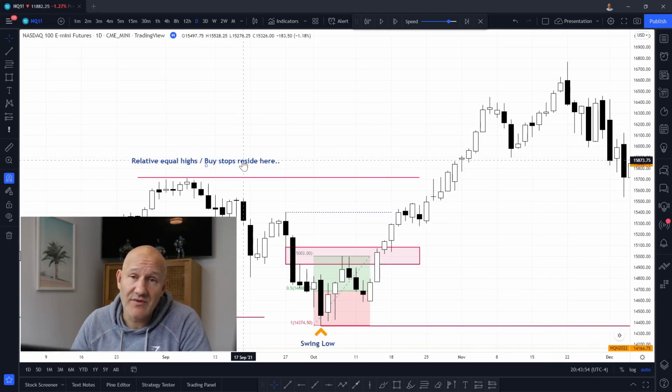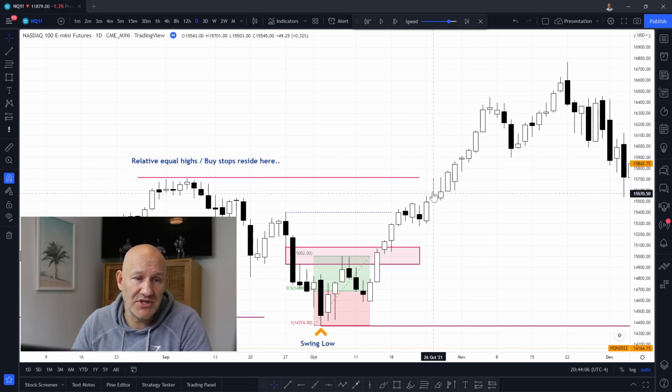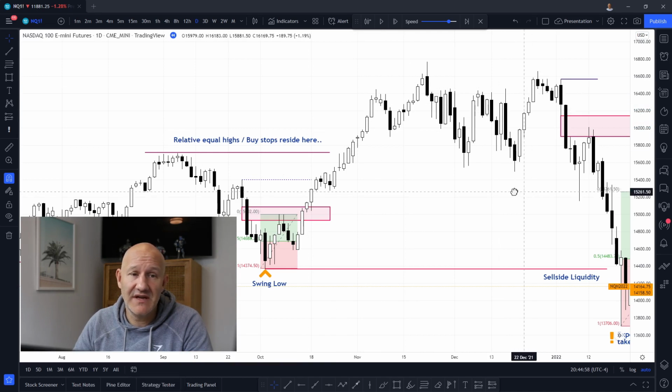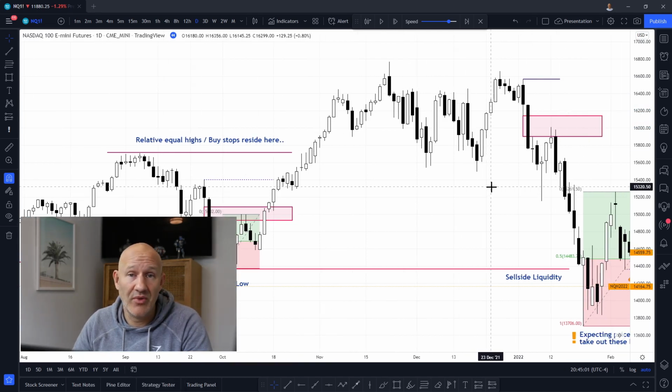So you can see after we take out these relative equal highs, the market continues to trade higher and it just continues to accelerate. And you can see a lot of these candles are much more expansive. So we have accumulation and distribution just occurring day after day after day. So after we take out these relative equal highs here, we go into a consolidation phase where we just need to look for more price action to be able to redetermine what our bias would be.